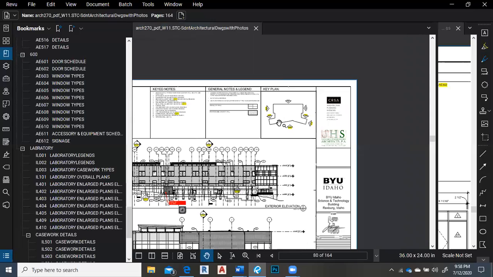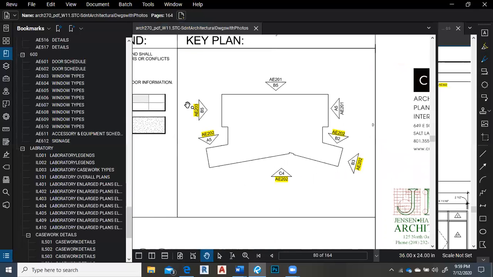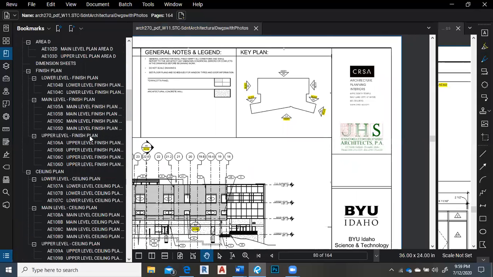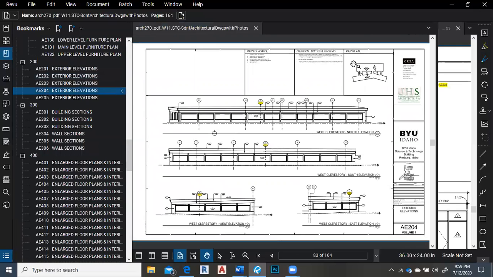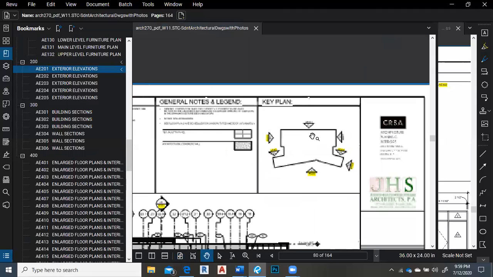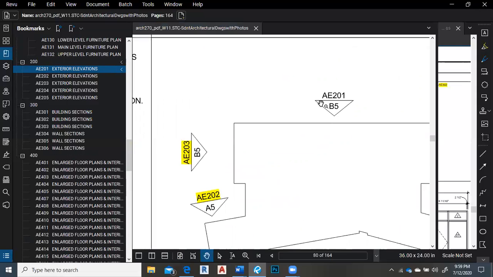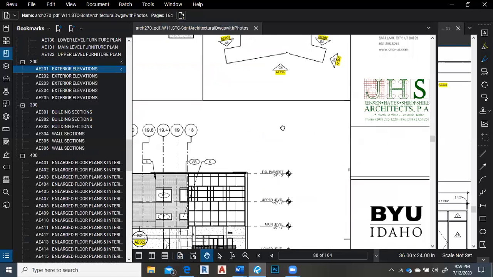Another thing that I really like about this plan is that on the top corner of all these pages for the elevations are these key plans. So you can easily find what you're looking for. Like on this side of the building, I want to see this side. So I go to B5.